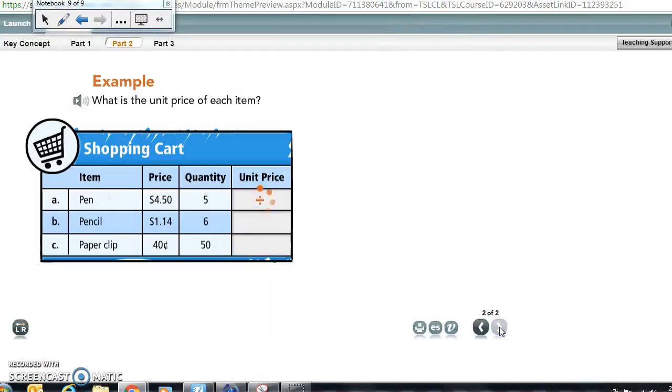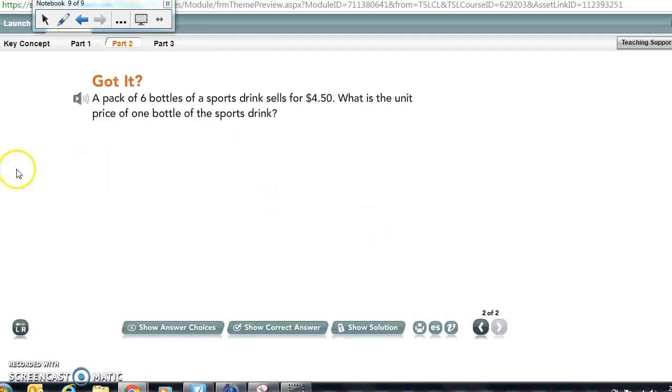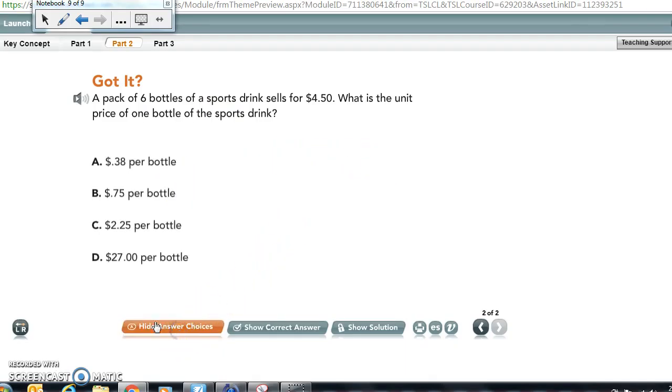Let's go ahead on to the next slide. And I want you to do this one on your own. So go ahead and solve. A pack of 6 bottles of a sports drink sells for $4.50. What is the unit price of 1 bottle of the sports drink? So remember, it's always going to be cost over item. Go ahead and show your work, and to help you out, here are some of your answer choices. When you're done, go ahead and move on, but pause your screen for now.